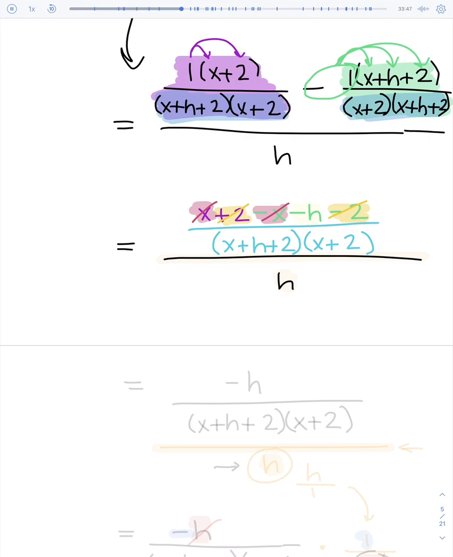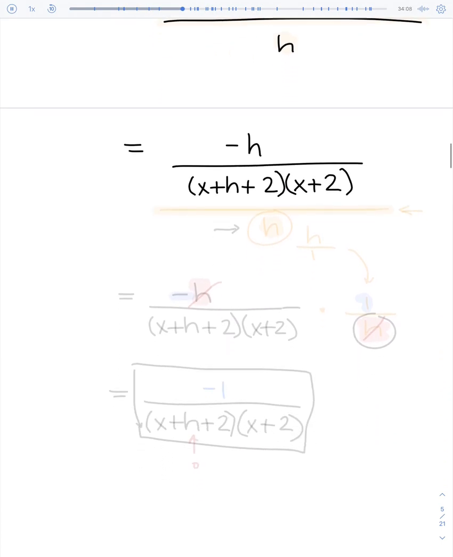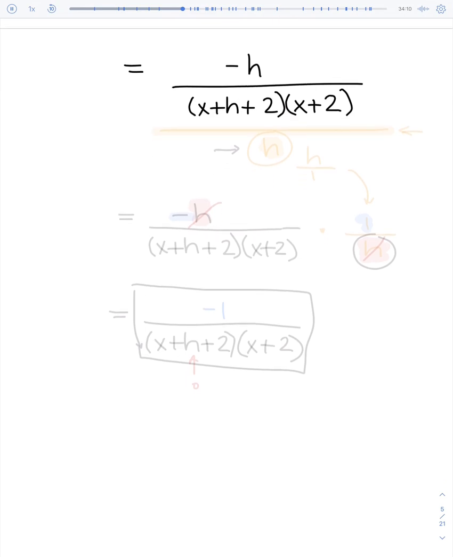So let's see, what do we have left? Well, notice on top of my big fraction up on top, we still have the negative h on top, so there is still something there. We do have the common denominator of x plus h plus 2 and the x plus 2. And don't forget, this whole thing is still supposed to get divided by an h. So this still looks pretty messy, but we are getting somewhere.